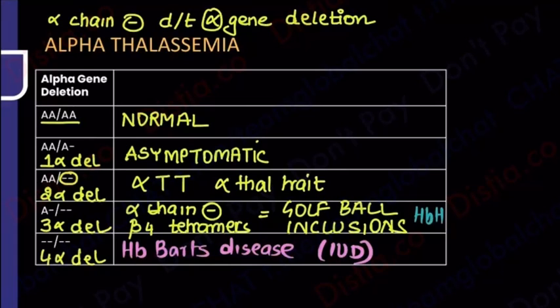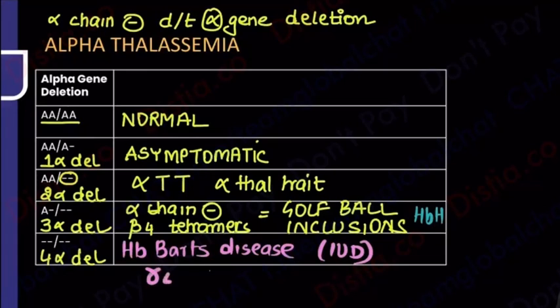Now HB Bart's is what? Hemoglobin. Think logically. Alpha is not there. So you will say, ma'am, here also beta 4 tetramers should have formed. No, because I'm dealing with the fetus. Fetus doesn't have beta chains. Fetus has fetal hemoglobin. Fetus was supposed to have fetal hemoglobin that is alpha 2 gamma 2. Now alpha has gone missing. So what will gamma 2 do? Gamma will spend time with its own self.